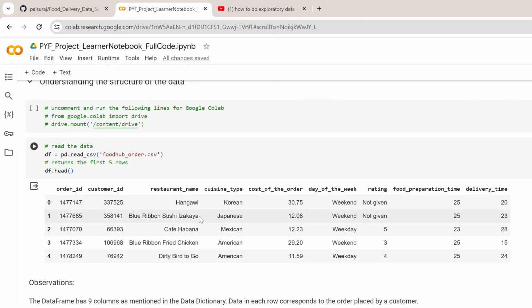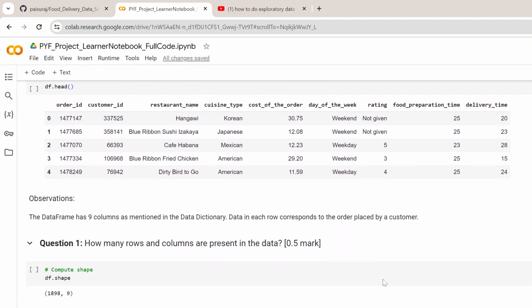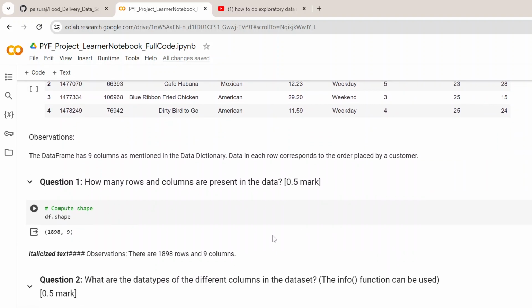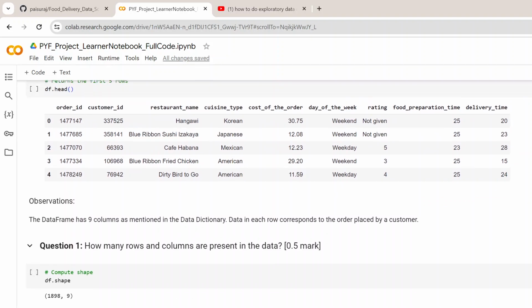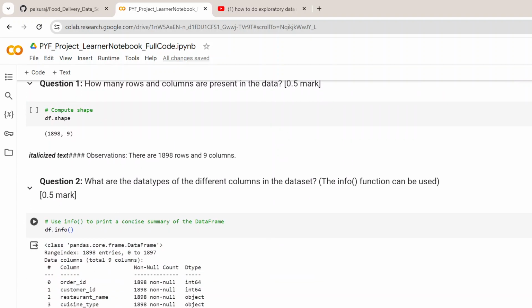So usually we start off by reading the data set and we just try to understand what are the variables, how many rows, how many columns. And so usually a good first step is to take a look at the shape. In this case, there's around 1900 rows and 9 columns.